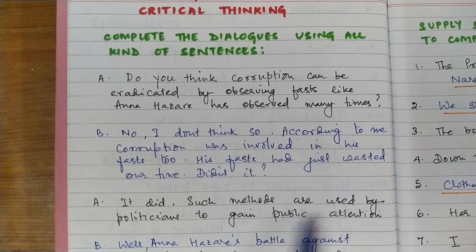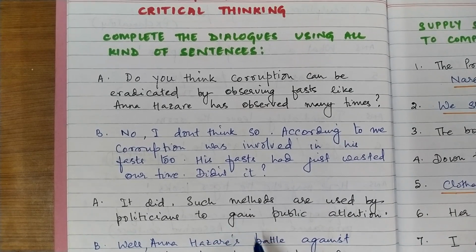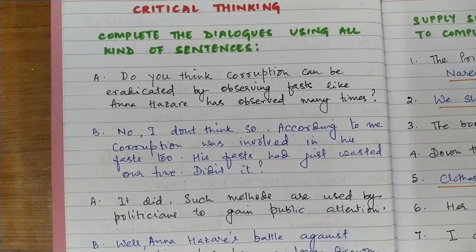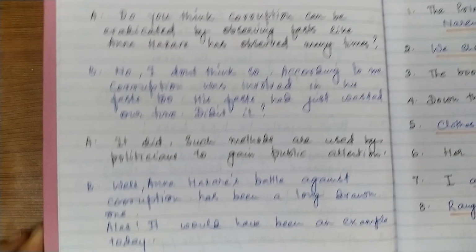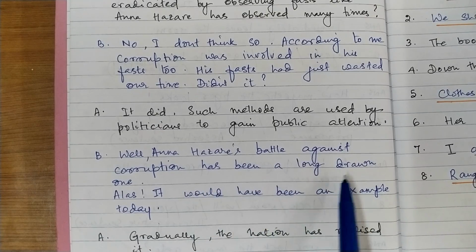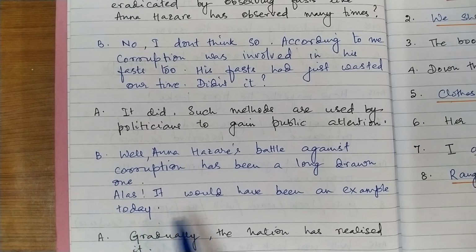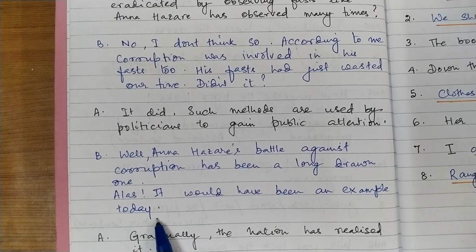Such methods are used by politicians to gain public attention. Full stop. This statement, such methods are used by politicians to gain public attention, is an imperative statement. Again, person B is saying, well, Anna Hazare's battle against corruption has been a long drawn one. This is again an imperative statement. Alas, it would have been an example today. This is an exclamatory sentence.